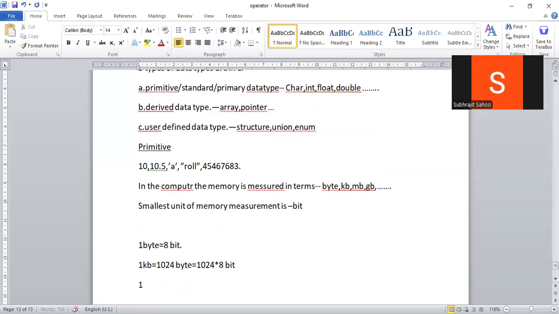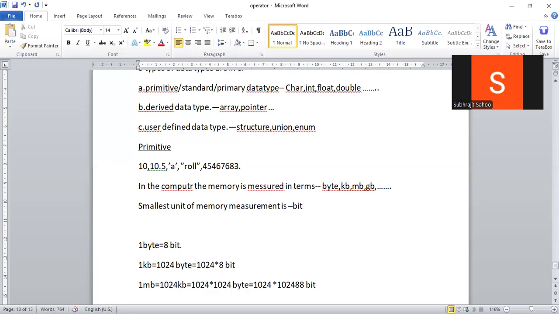Similarly, 1 megabyte, MB, equal to 1024 KB, which is nothing but 1024 into 1024 byte, which is nothing but 1024 into 1024 into 8 bit. Like this it will continue: gigabyte, terabyte. Okay, so like this it will continue.